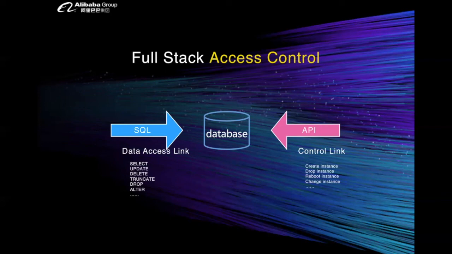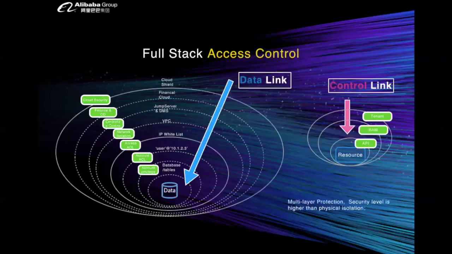So data access link and control access link need to be protected separately. And this is what we meant by a full stack access control. For data access link, we provide the following security protection layers: network isolation, access ACL, account ACL, account privileges, and then the cloud security level, Cloud Shield as a specific product. So you have all these protections, multiple layers of protections.